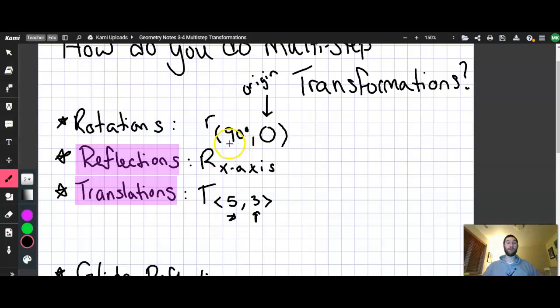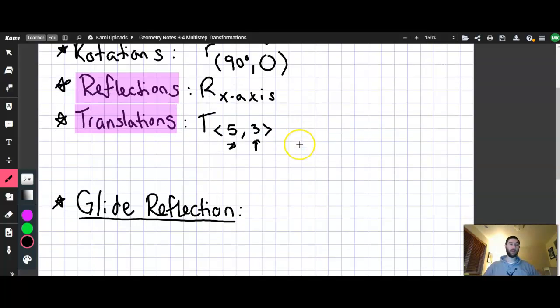One last note, if it's a positive rotation, always assume that's counterclockwise. Positive is counterclockwise. Now, ladies and gentlemen, there's one last piece that I want to be able to illustrate before we really dive deep into glide reflections and multiple transformations.